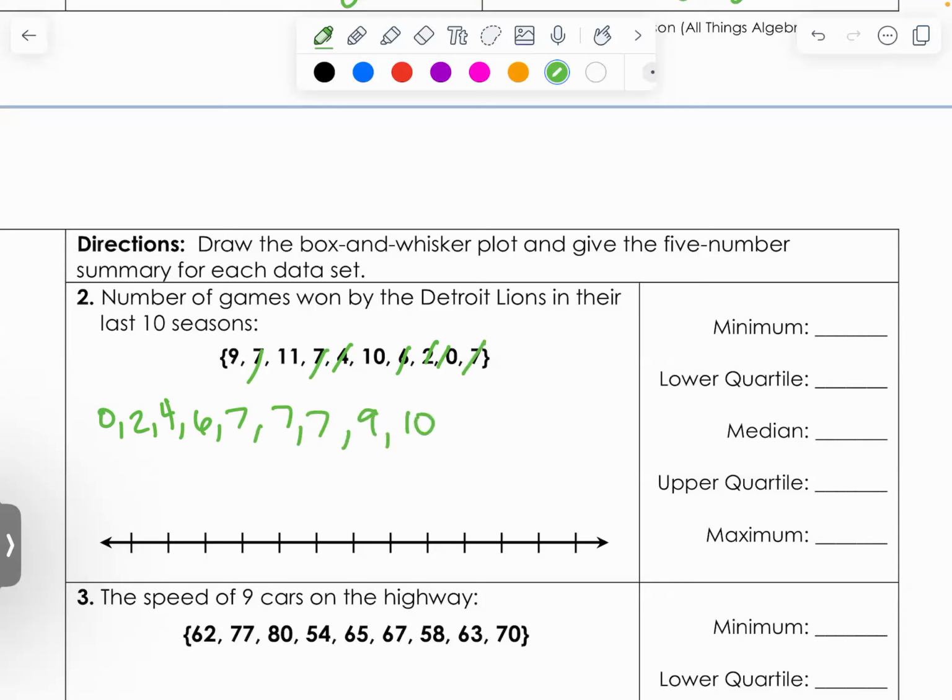All right. So, do you have a minimum of 0 and a maximum of 10? 11. Whoops, I forgot a number. Okay.